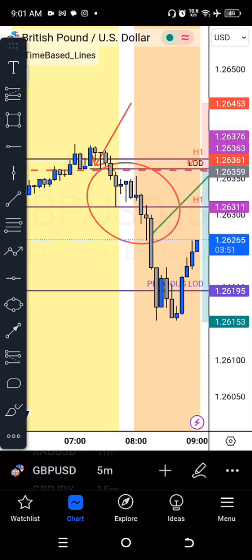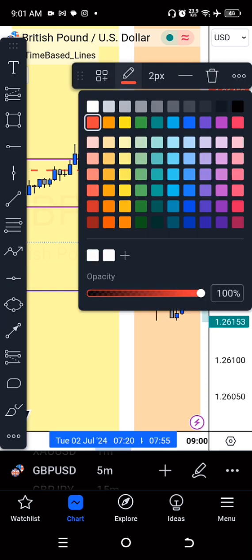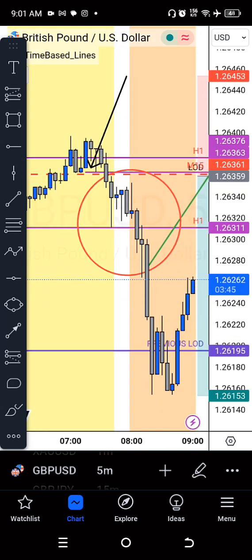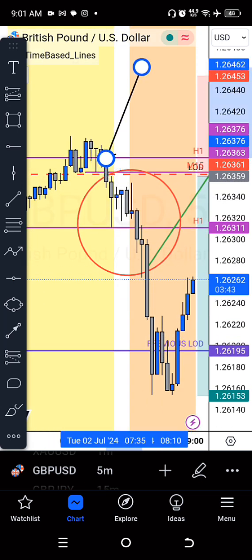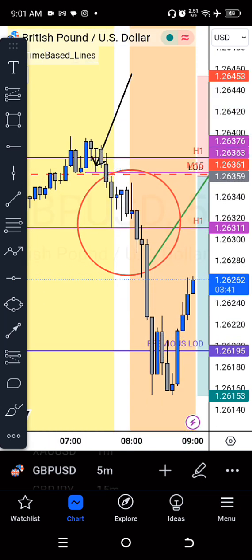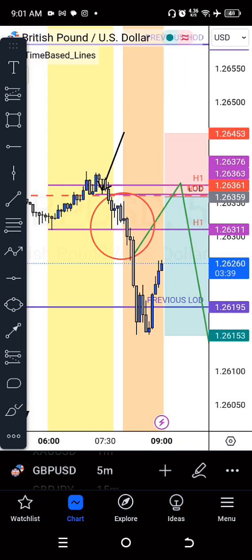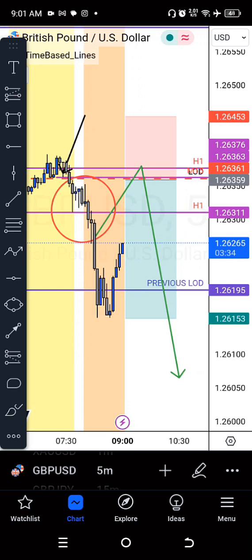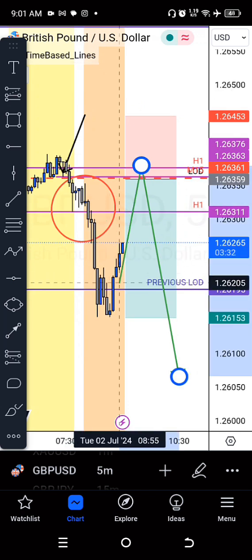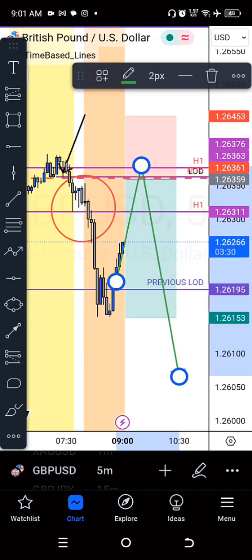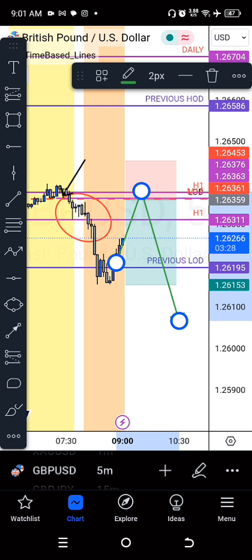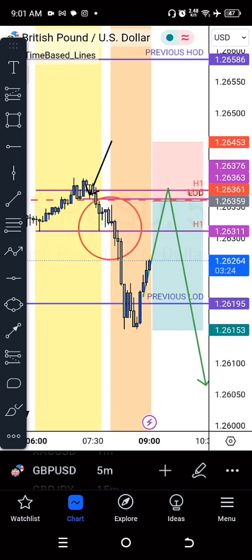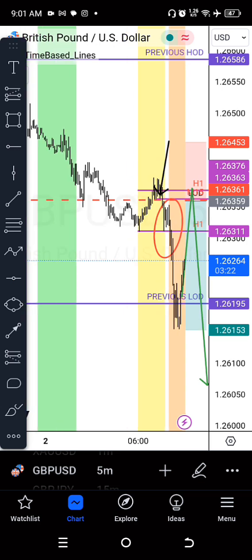So let me make it black. The market has not come back to this area, so I'll be expecting the market to do this type of thing: come back here, then sell off. If it invalidates this place and breaks above it, that means the market is no more selling, but buying.